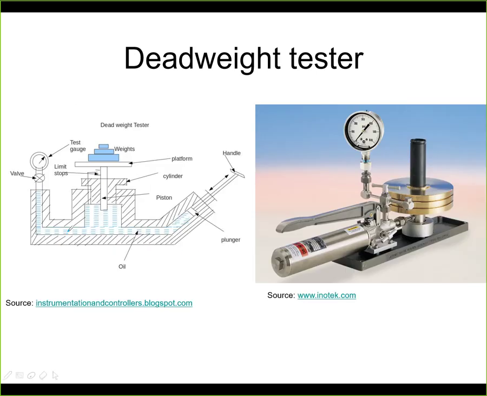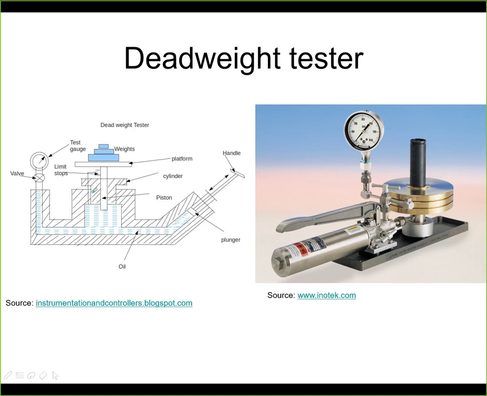Here is the inside of this deadweight tester. It's typically used to verify and calibrate other pressure gauges. So for example, here you have a test gauge that you want to test. It can be something like this. You want to verify if it's reading properly on some given positions of the scale. So you connect this gauge through a connector to the deadweight tester.